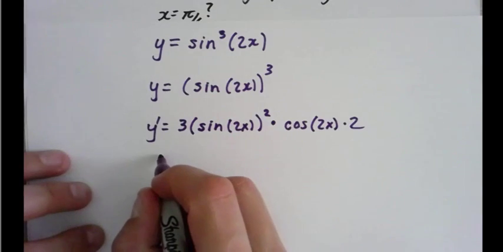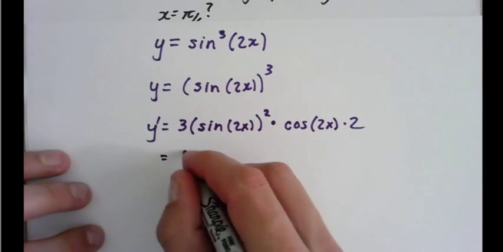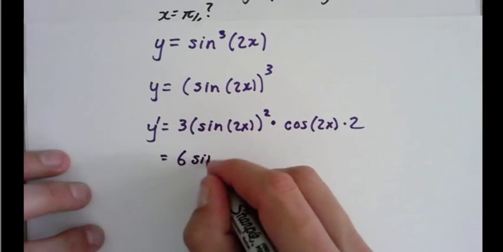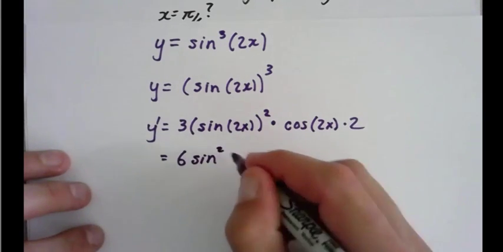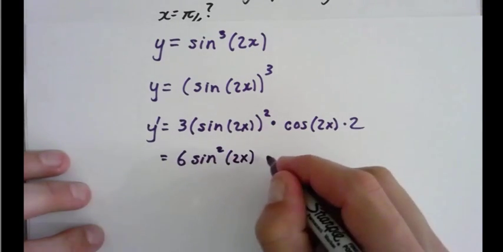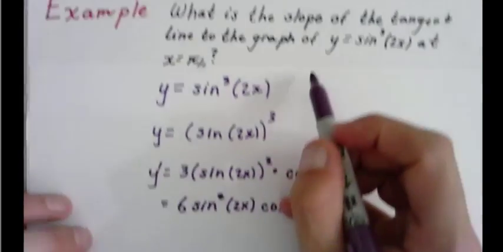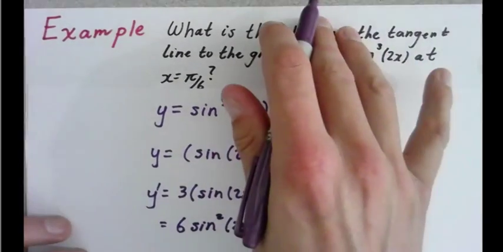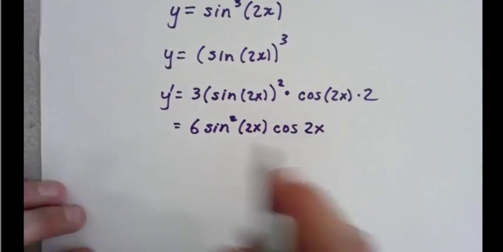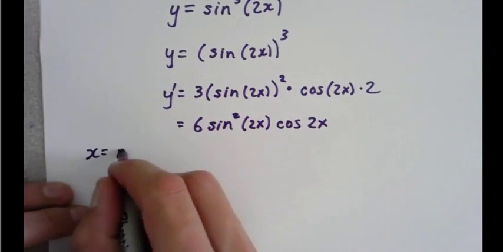I'm going to clean that up. It's all multiplication, so I have 6 sine squared of 2x times cosine of 2x, bringing the 2 in. Now I need the slope at the point x equals pi over 6. So I know my x value: x is pi over 6.